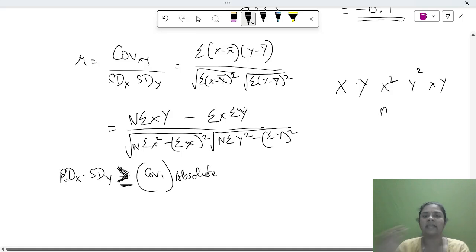Taking the absolute value, ignoring the sign, the value of the product of standard deviations of x and y will always be greater than the absolute value of the covariance. So in the numerator, say if it is 15, it can be positive or negative. If it is 15, the denominator, the product of standard deviations, will be either 15 or more than 15 numerically. Clear? So this point you need to remember. Please make a note.